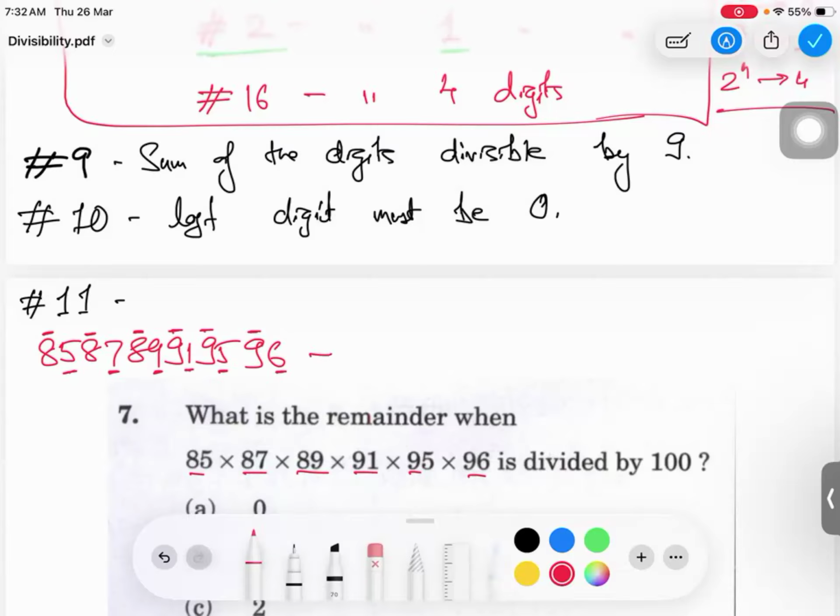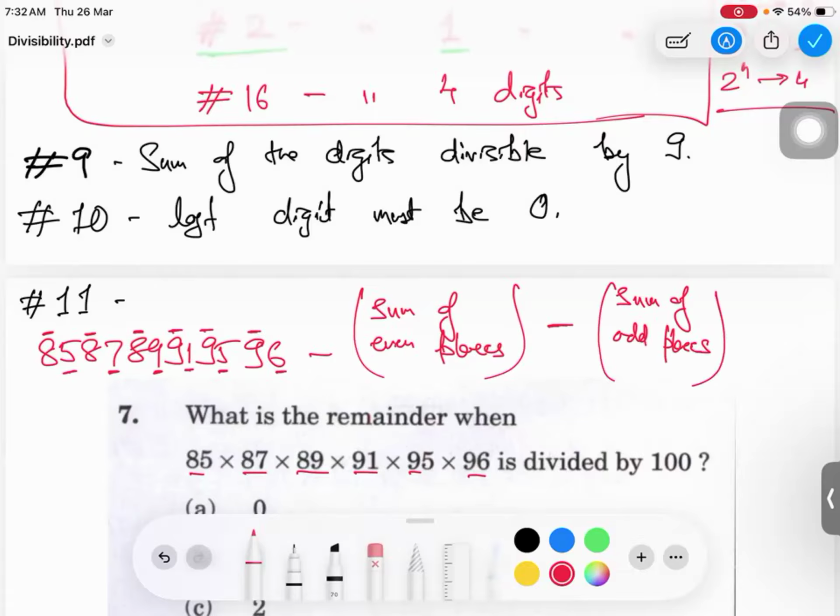What we need to do is sum of even places, sorry, sum of even places minus sum of odd places. This is sum of the digits. Okay, sum of odd places. So this sum of even places minus sum of odd places, this difference, you can say, this difference must be divisible by 11.